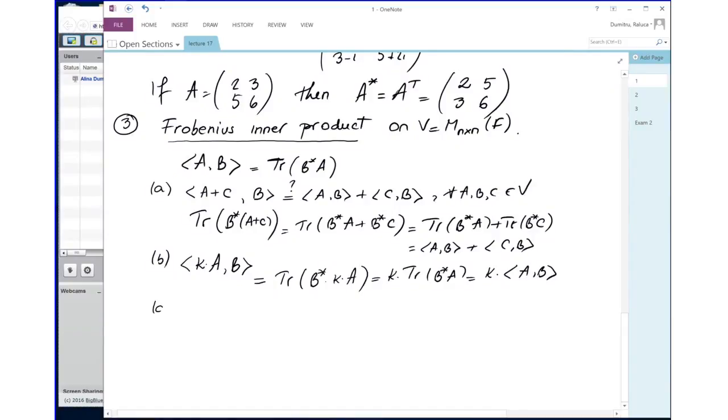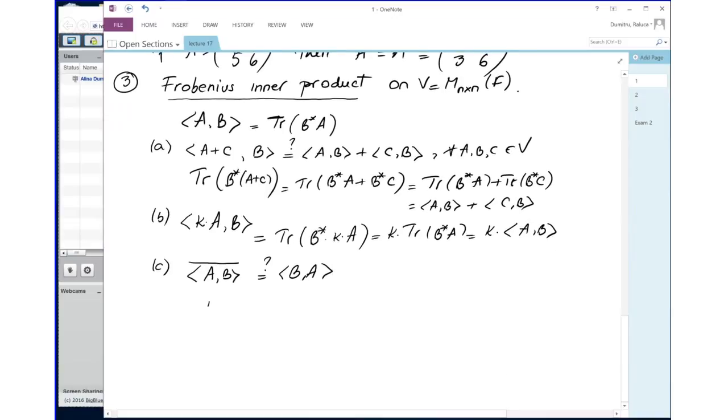Property C. That's the one with switching positions and taking the complex conjugate. So I want to look at the complex conjugate of the inner product between A and B and show that this is the same as the inner product between B and A. All right, so on the left we have the trace of B star A complex conjugate. On the right we have what? The trace of A star B.